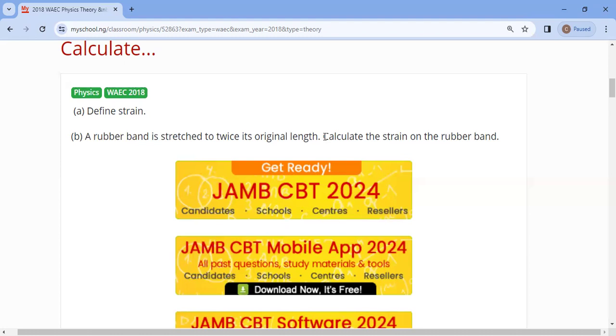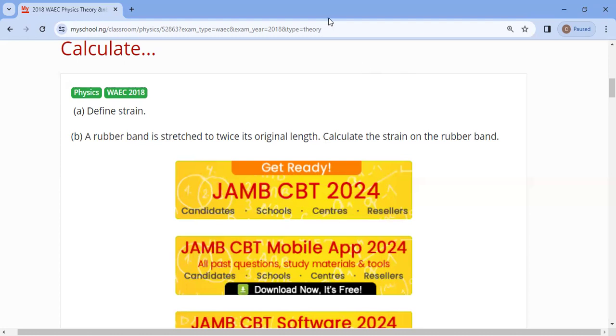So now, in this question, the increase in length is what? Assuming the old length is L, and now the rubber band has been stretched to twice its original length. So what will be the new length? Because they said it is stretched to twice. So mathematically now, what will be the new length?